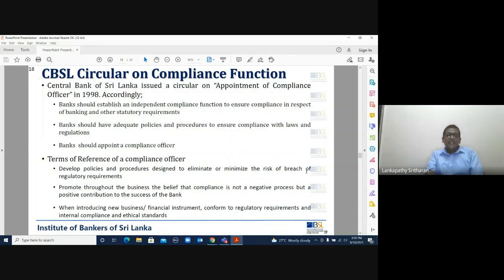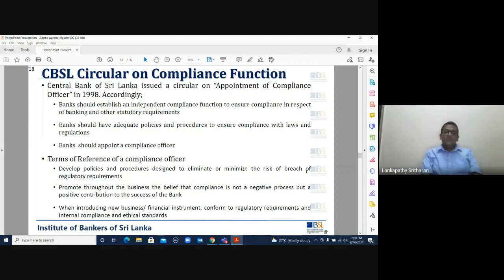First one is develop policies and procedures designed to eliminate or minimize the risk of breaching regulatory requirements. They have to try to eliminate the risk, but sometimes if it is not possible, they have to minimize the risk of breaching the regulatory requirement. That is the first TOR of the compliance officer.